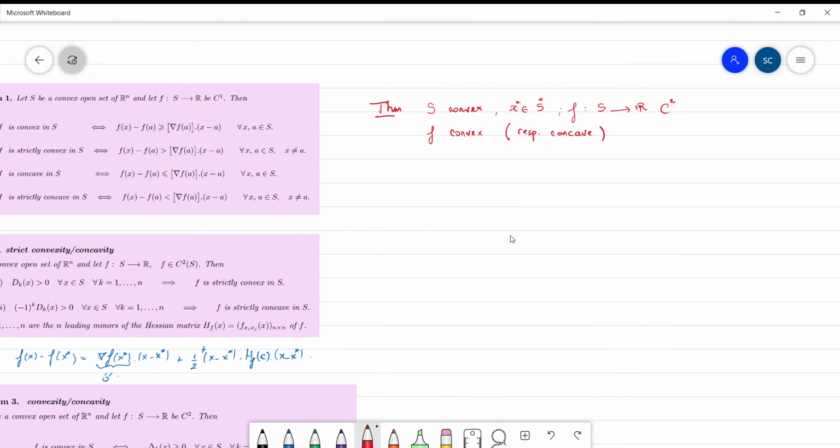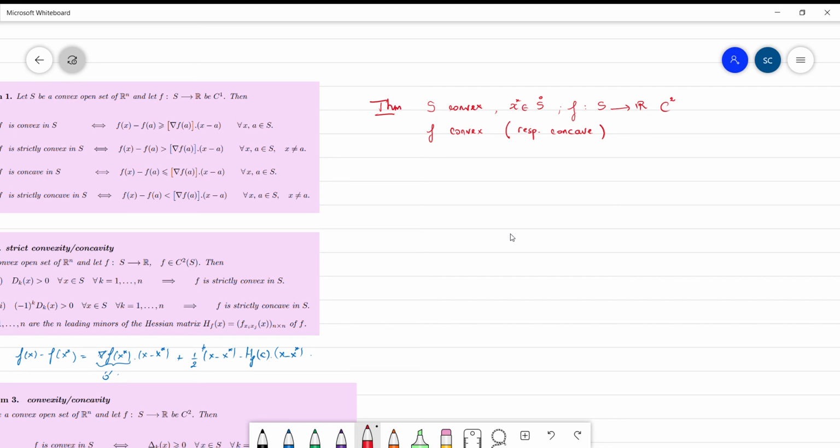Okay, so we have C2. So if we have an interior point x star, then x star is a global minimum for convexity, respectively maximum for concavity, if and only if the gradient of f at x star equals 0. Okay, so this is the main theorem we have.